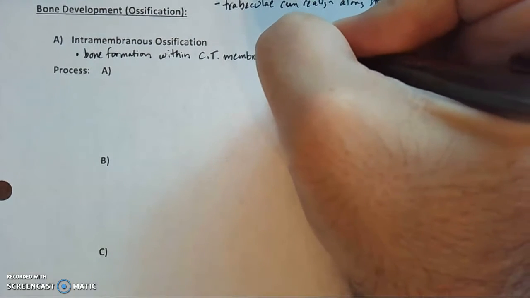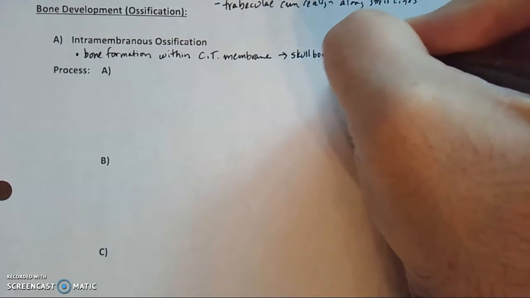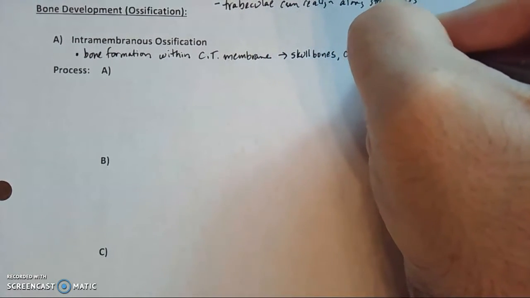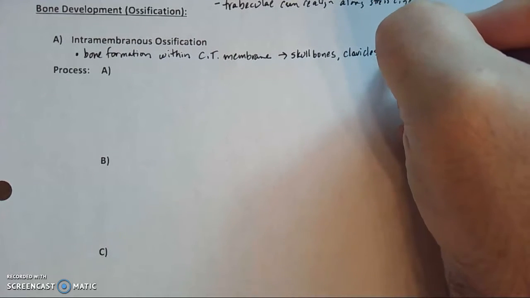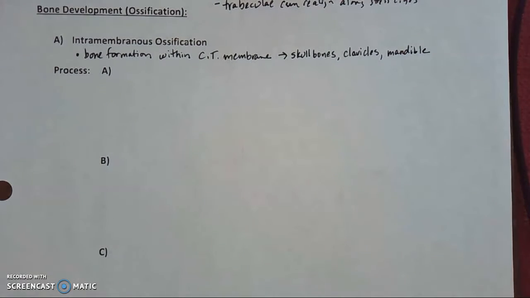And namely, a lot of the skull bones form like this. The clavicles, which we commonly know as the collarbones, and the mandible, or our lower jaw. So those bones form with this kind of formation or development. So we're looking at how these bones develop during fetal time. So while the baby is in the mother's womb. We're not talking about how bones grow, but this is how they are formed.